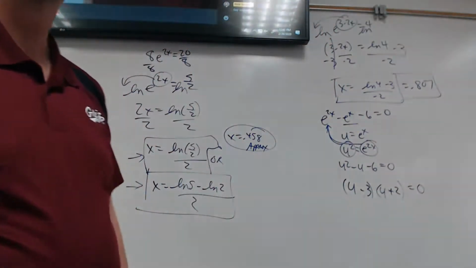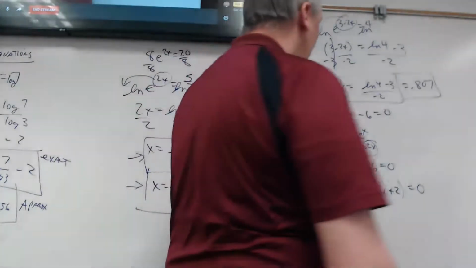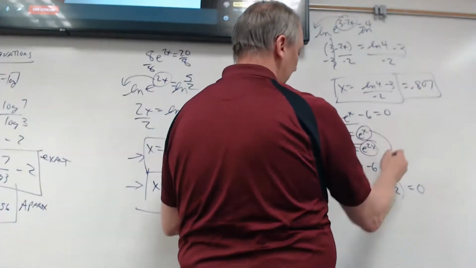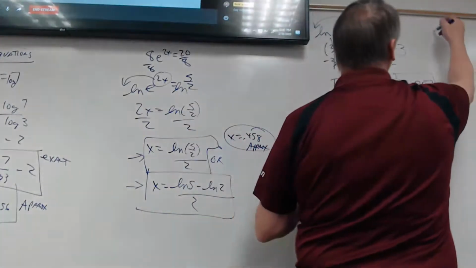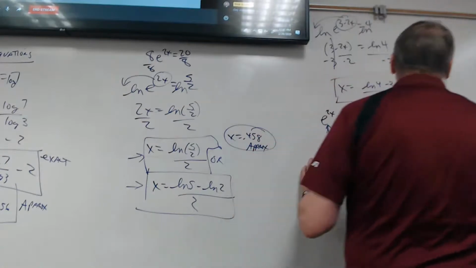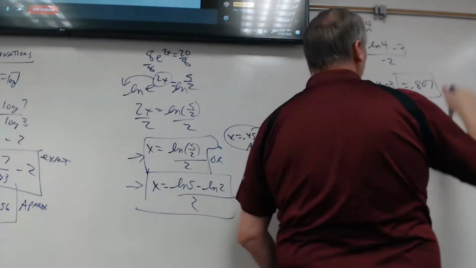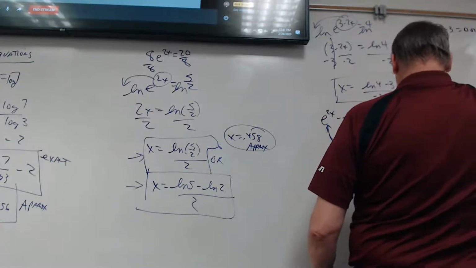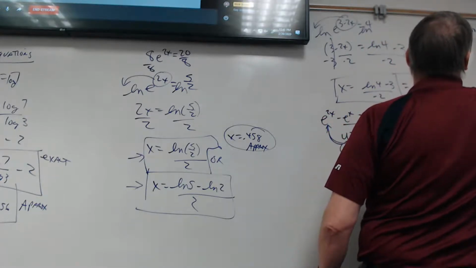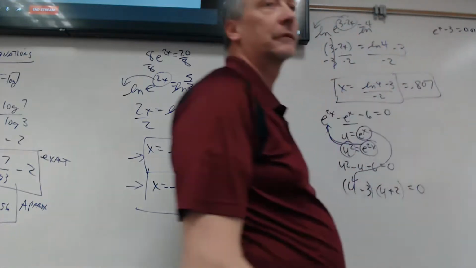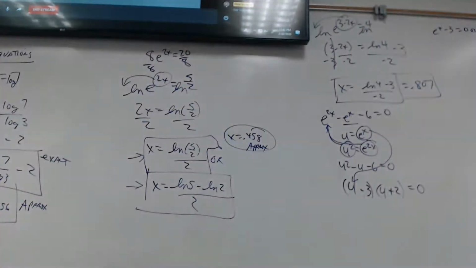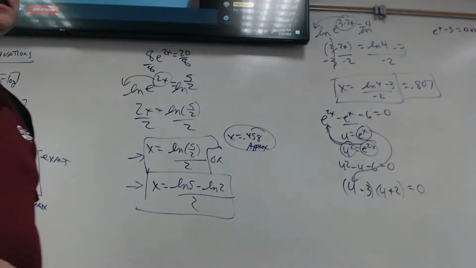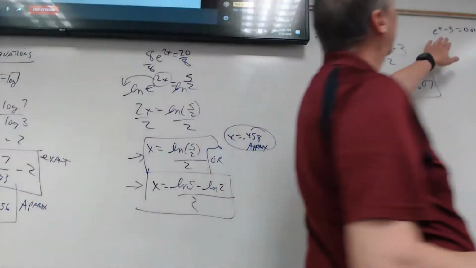Okay? All right. So now I'm going to substitute back into here. So sorry, I'm going to get e to the x minus 3 equals 0, or e to the x plus 2 equals 0. Okay? How do I solve that? Go with this one first.